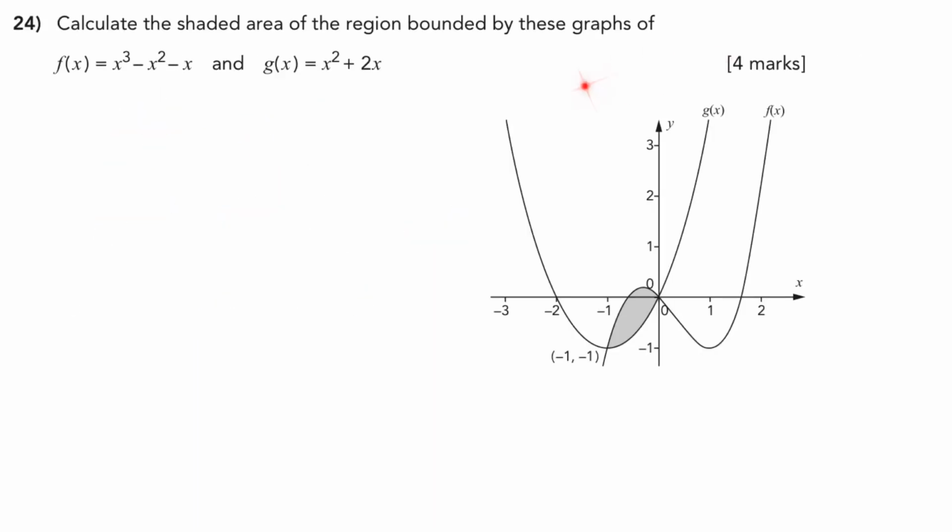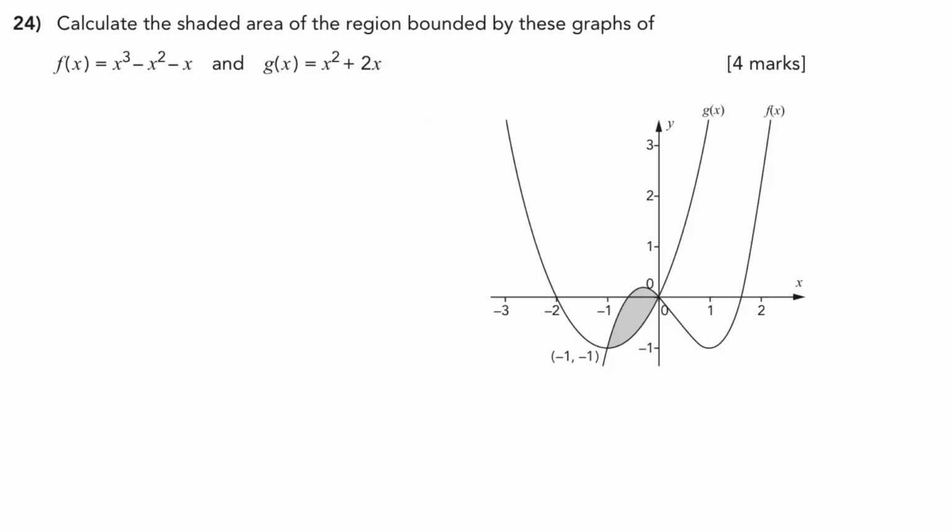In this question we have been given a graph, and there are 2 curves we can see. Let's read the question. Calculate the shaded area of the region bounded by these graphs of f of x is equal to x cubed minus x squared minus x, and g of x is equal to x squared plus 2x.